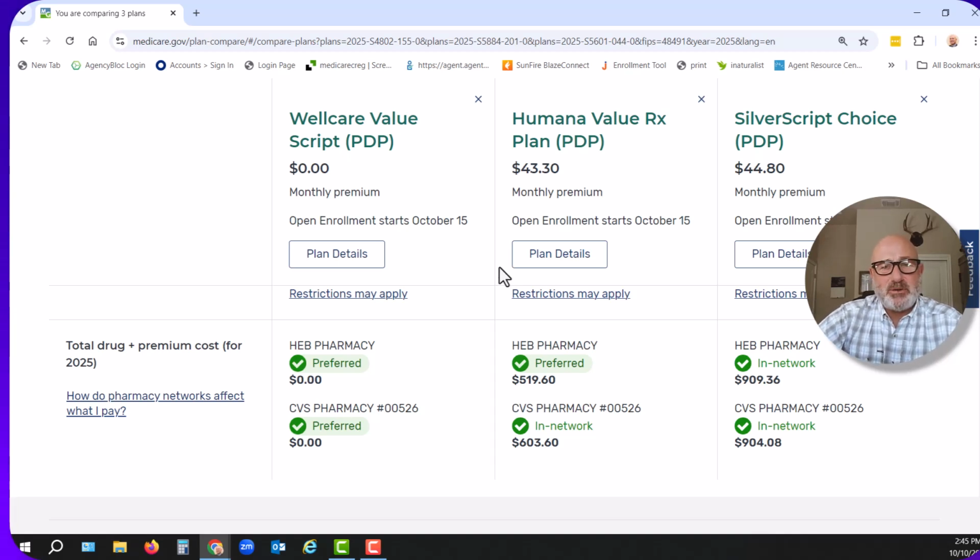So just keep track of it, because you don't want to be without a plan because they didn't get you enrolled. All right, that's just a little information there for you and how you do that.